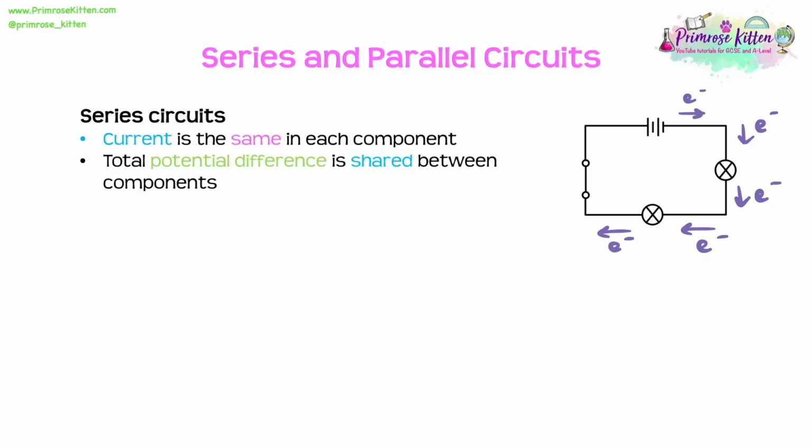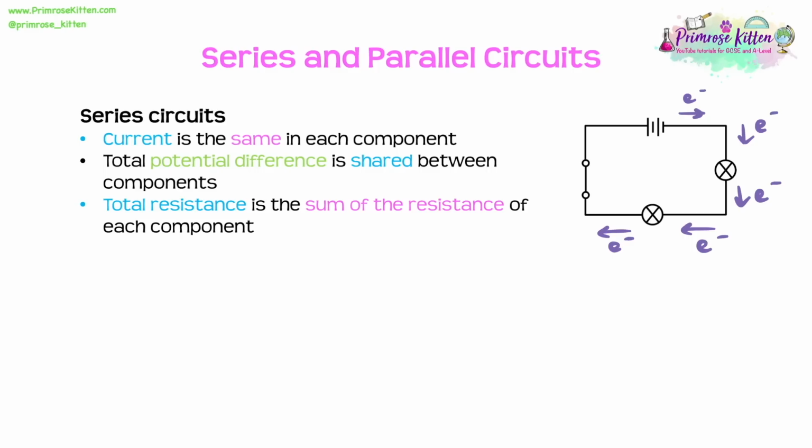However, the total potential difference is shared between the components. And the reason for this is the fact that potential difference is actually the work done per unit charge. It's an energy, and so that energy is going to get shared as it goes through each of these components. Now, total resistance, on the other hand, is the sum of the resistance of each component. So if we saw this example, for instance, the total resistance would be the resistance of bulb 1 plus the resistance of bulb 2.